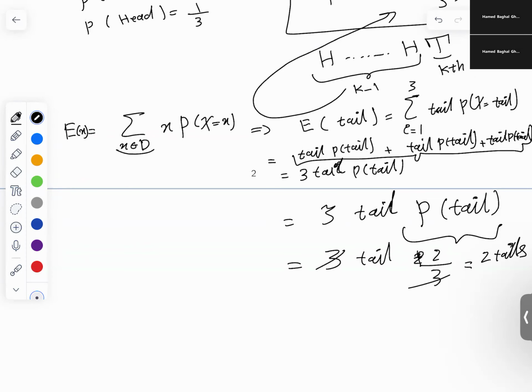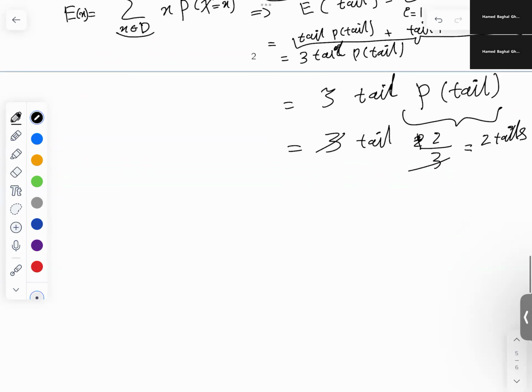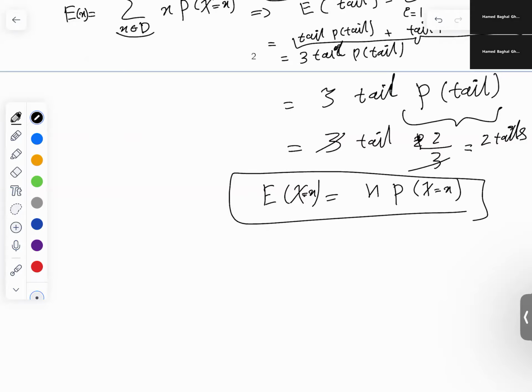So in some books, you can see this number. Expectation of when you toss a coin or roll a die: expectation of something is equal to n times probability of that. We can see this formula.